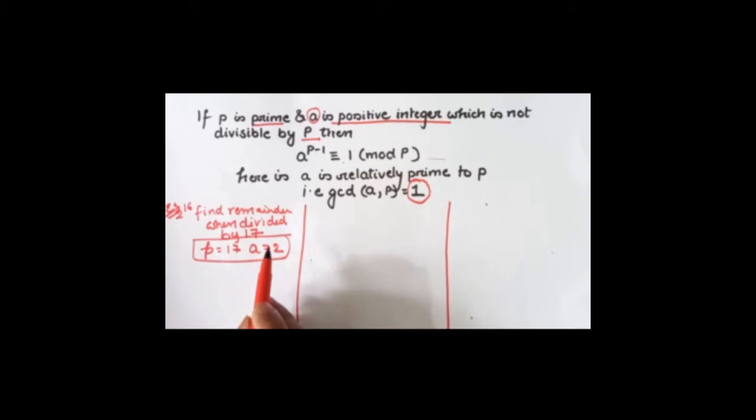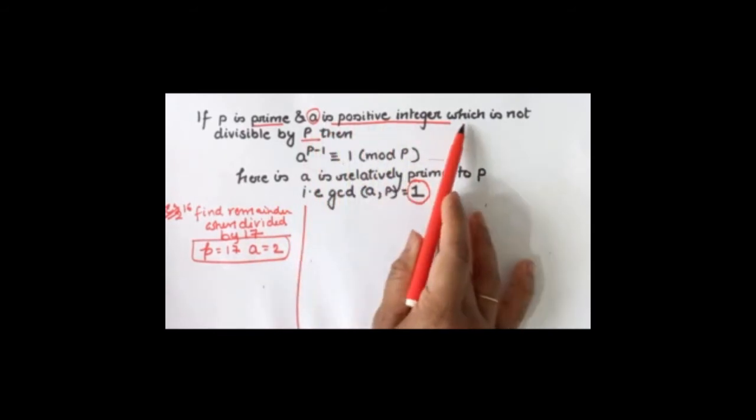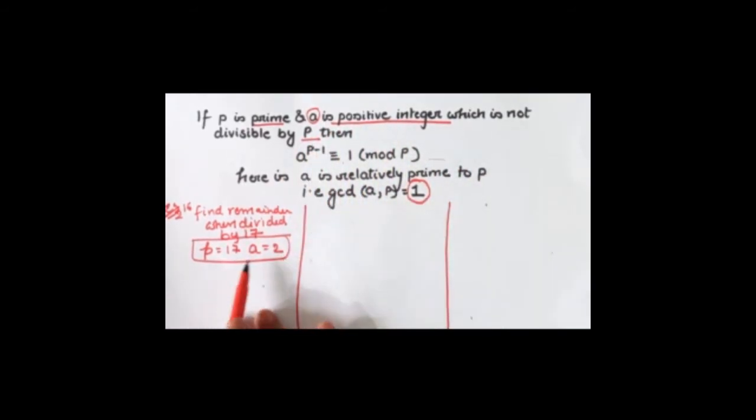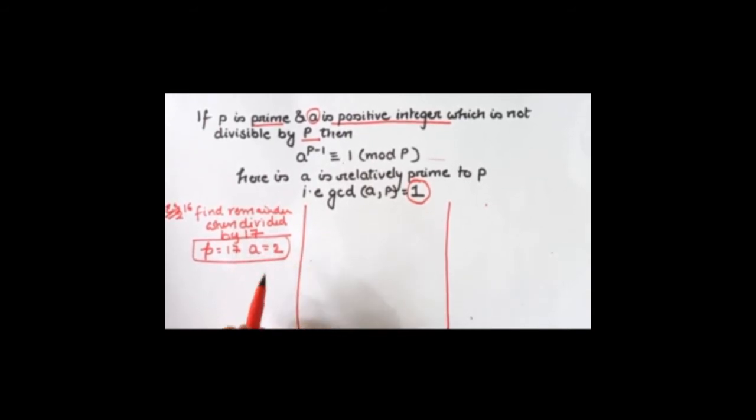One more thing that you have to check is whether A is divisible by the prime number P. A should not be divisible by P. 2 is not divisible by 17, correct? So this condition is satisfied. Moving ahead, both A and P should be relatively prime. Are they relatively prime? Yes, because the greatest common divisor of 2 and 17 is just 1. So we can move ahead.